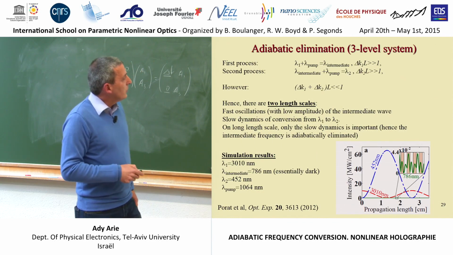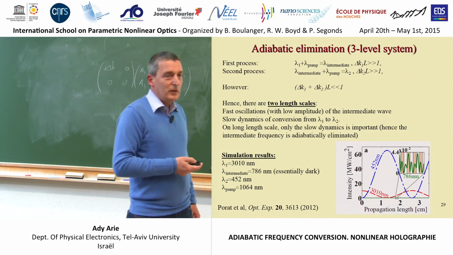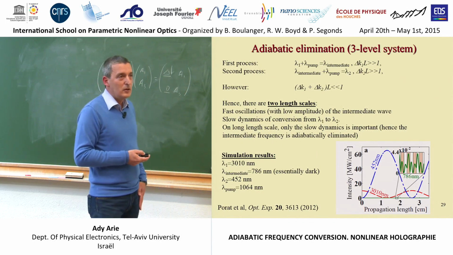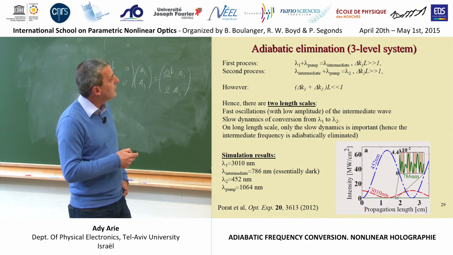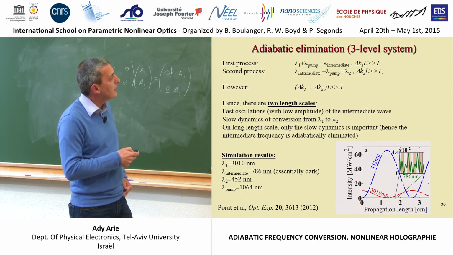OK, there's another way to do it. This is called adiabatic elimination. So adiabatic elimination, we use, again, we have two processes. So we start with lambda 1 plus lambda pump. We get an intermediate frequency. And then we take this intermediate frequency, and we add lambda pump. So we get lambda 2.